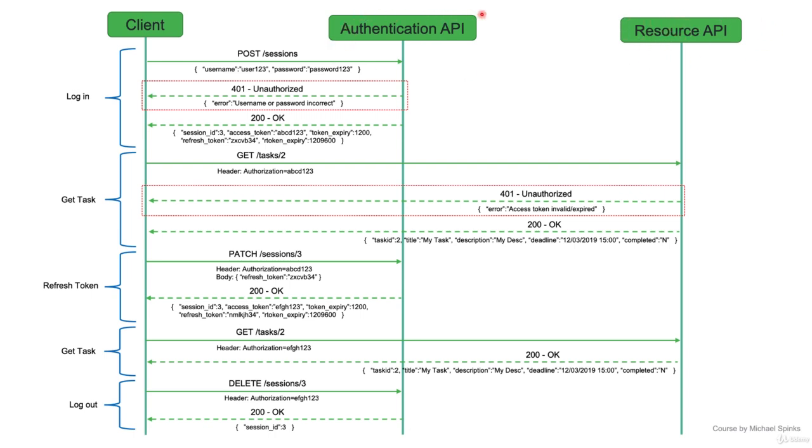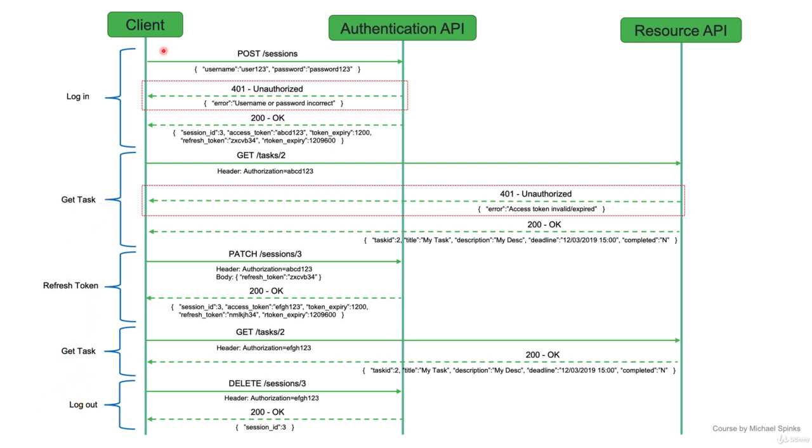The authentication API is what we'll be using to submit login requests and user requests. So we'll have its own controller. As you can see down this left hand side, these are the user actions: log in, get a task, refresh a token, get a task, and log out.